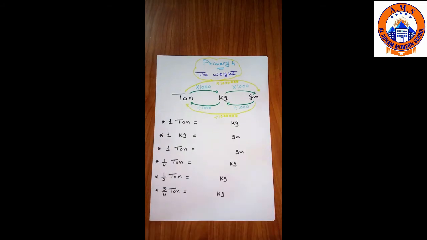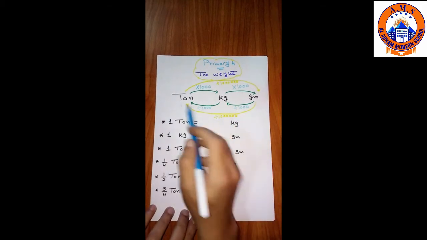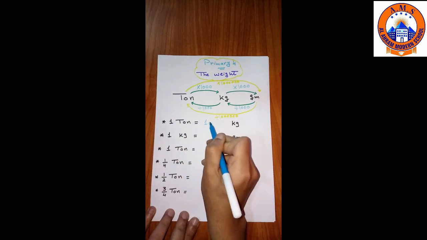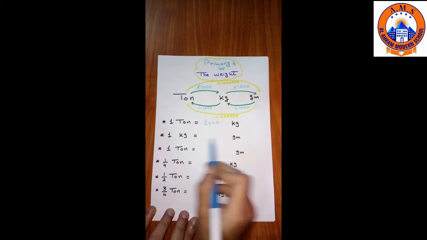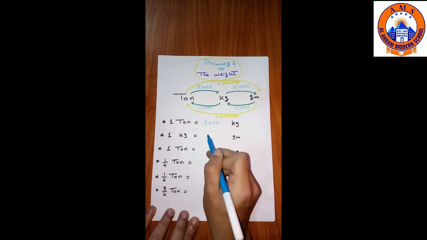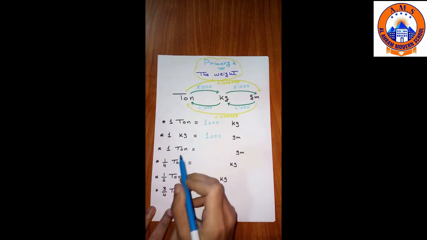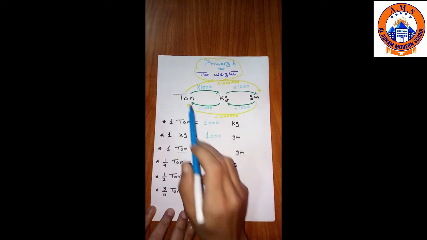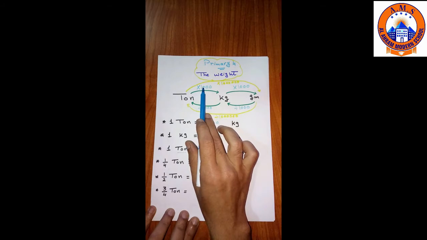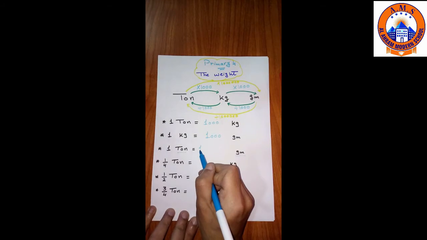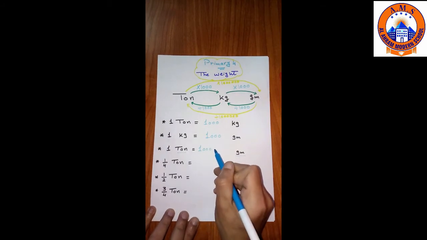Some important notes we have to say. 1 ton is equal to how many kilograms? From ton to kilogram, you just multiply by 1000, so 1 ton equals 1000 kilograms. 1 kilogram equals what in grams? From kilogram to gram, you multiply by 1000, so 1 by 1000 is 1000. 1 ton equals how many grams? I'm changing from ton into grams, so I multiply by 1000 and another 1000, so it will be 1 million. So 1 ton equals 1 million grams.